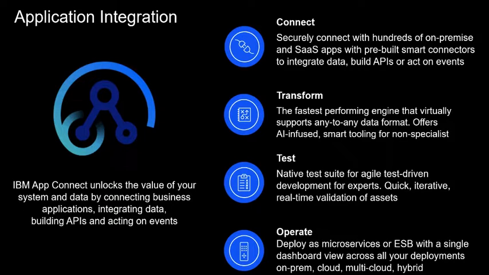Then the fourth one is your operate. You can deploy your integration as simply as an integration broker, as microservices, or as an ESB, with a single dashboard view across all your deployments on premise, in the cloud, multi cloud, and hybrid. So all those things can be done. This is what your IBM App Connect integration will help you provide: you can connect, transform, test, and operate your integration solutions.